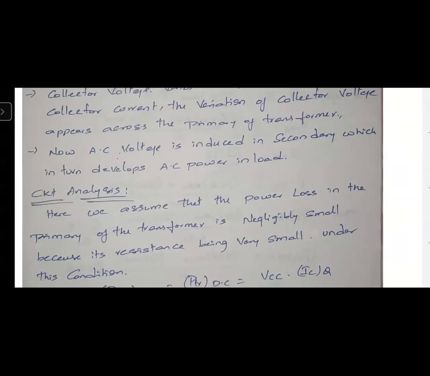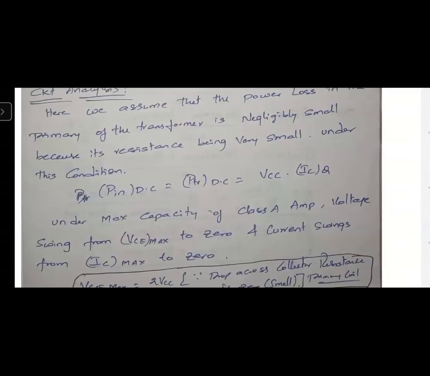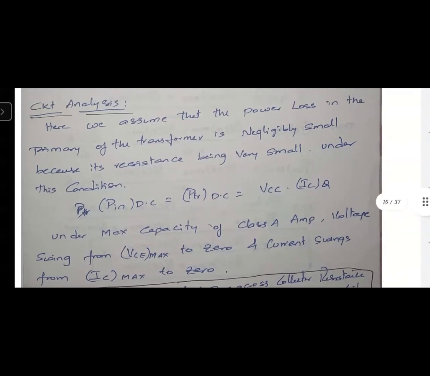This is the circuit construction and operation. Now we have to go for the circuit analysis. What is the circuit analysis? We need to calculate the efficiency of the class A power amplifier using transformer coupling. Here we can assume the power loss in the primary of the transformer is negligible. Since we are using a transformer coupling, the power loss is negligible because its resistance is very small.